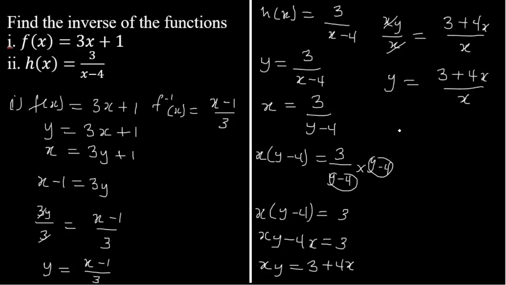So how do you write it? The inverse of the function is going to be h inverse of x equal to 3 plus 4x all over x.